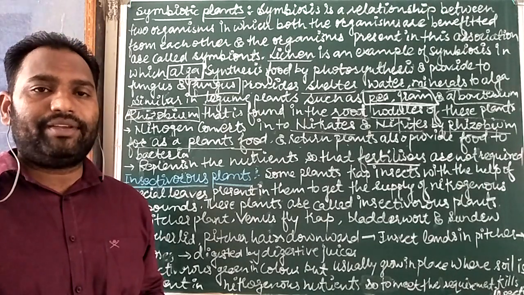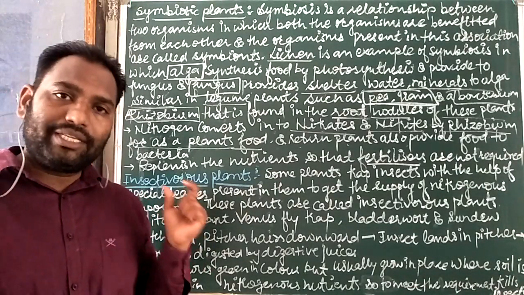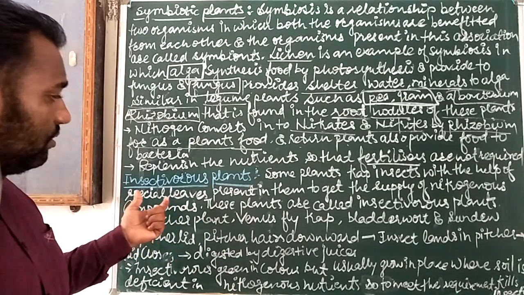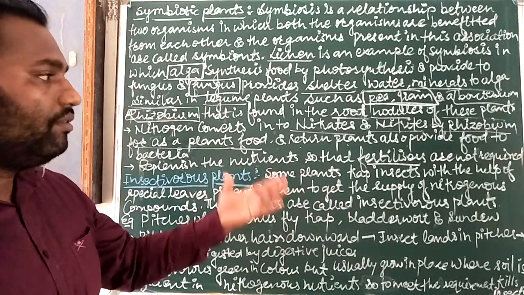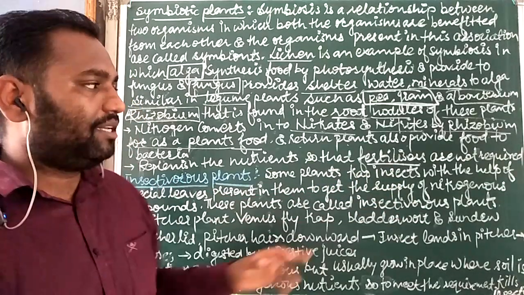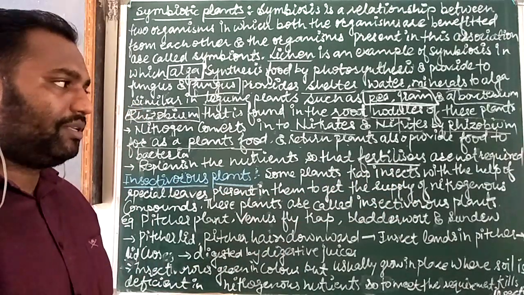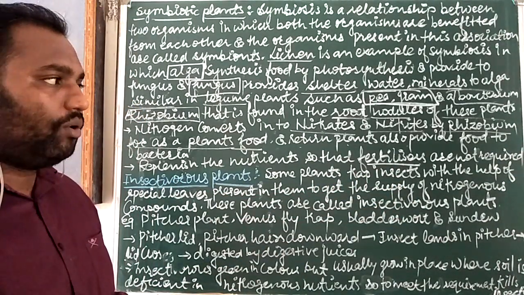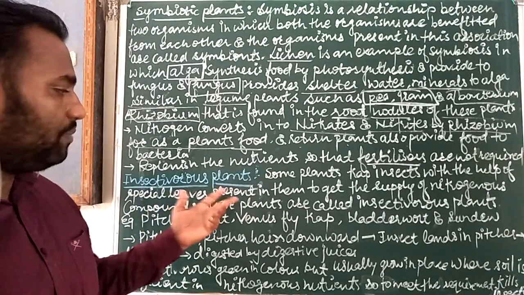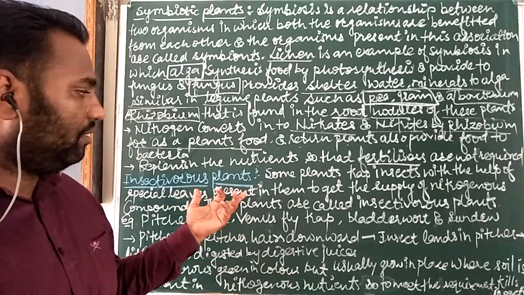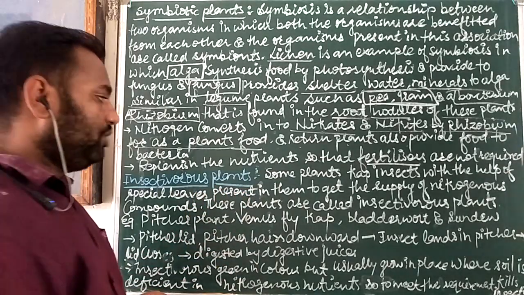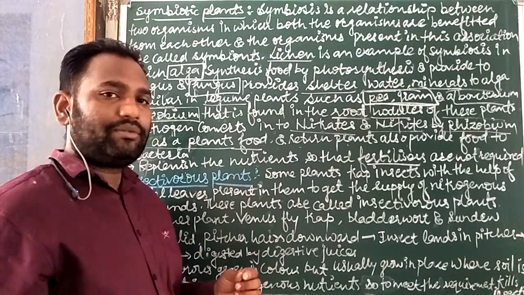They have special leaves on their body, and through these leaves they get the supply of nitrogenous nutrients. They trap the insects with the help of these special leaves, maybe stinging ones, or like a bladder, or like a pitcher. Bladder means like a thela, a pouch.